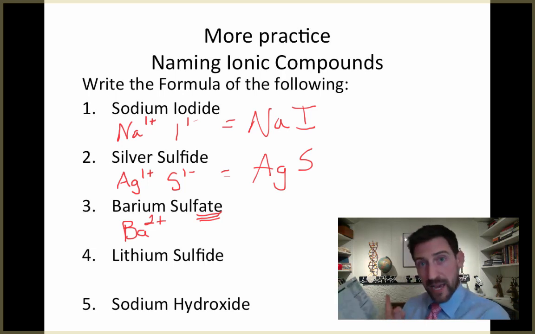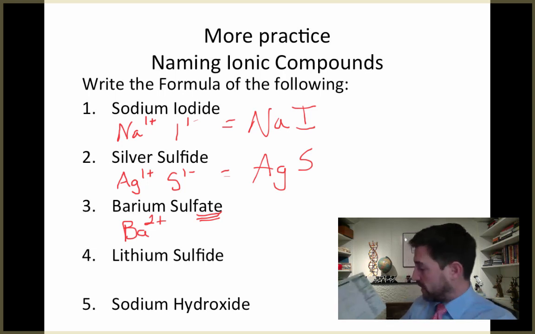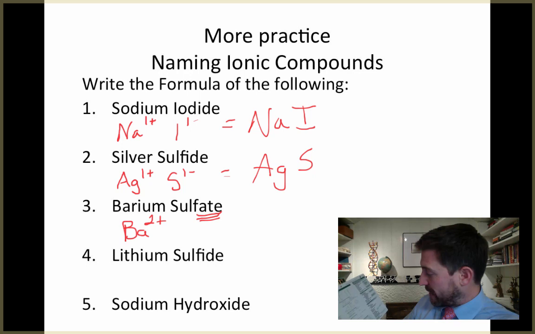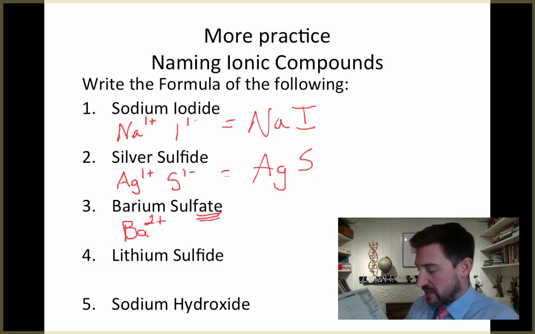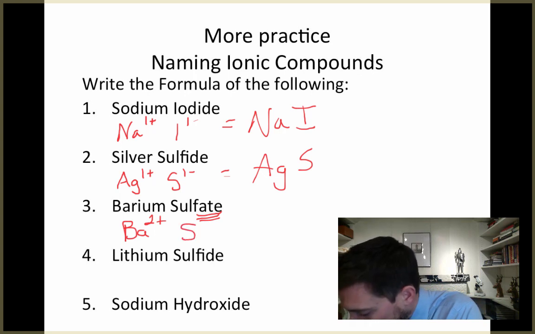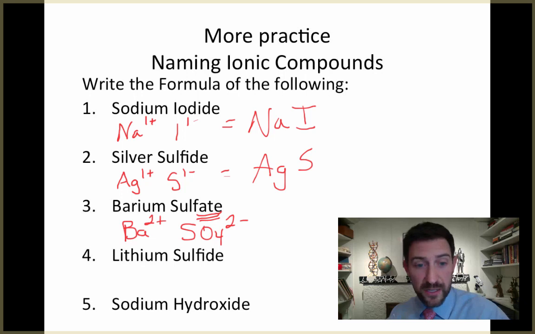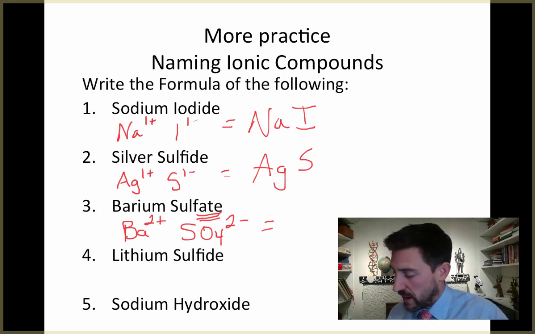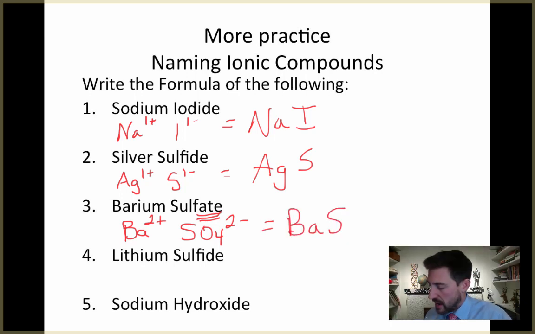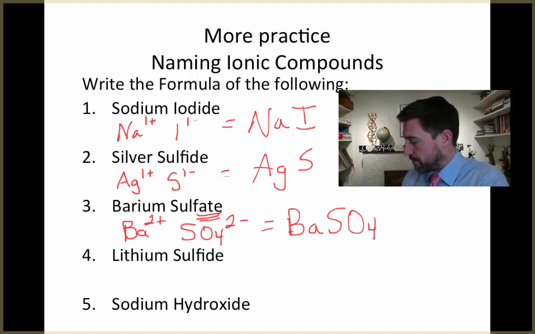On my table, it's on the back, on the bottom, and the middle. You're going to have to look it up if you don't have one of those or one of these. And the sulfate ion is SO4 2 minus. Now the 2 minus and the 2 plus still even each other out, which is going to give me BaSO4. I have to leave that 4 with it because it tells me I have 4 oxygens hooked to that sulfur. Let's go take a look at the lithium.